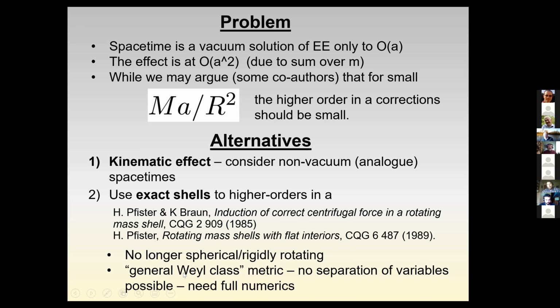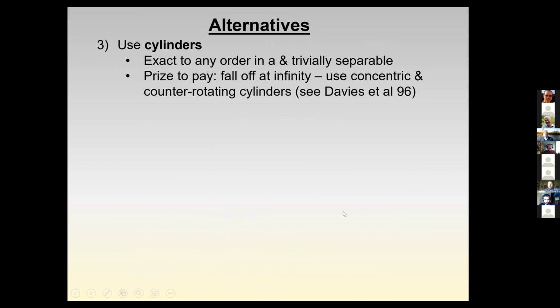So basically, then you have to deal with a general wild class of metrics, and so you cannot separate variables in your modes and stuff like that. So you need full numerics. But anyway, that's one way to go if you want to do full numerics here and still preserve the Einstein equations.